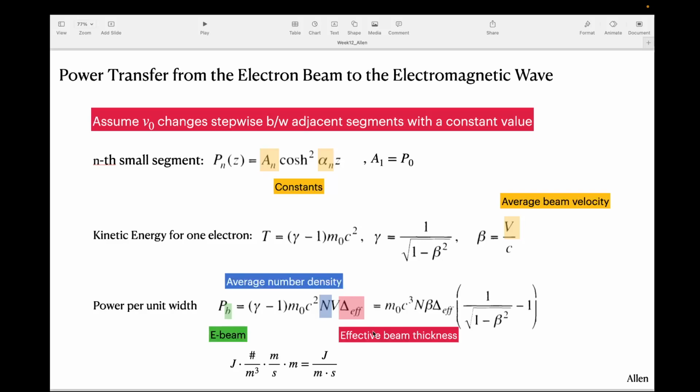And this is actually equal to the effective beam thickness. It equals the skin depth delta that we just defined before. If the beam is thick, and if the electron beam is actually infinitely thin, then this delta corresponds to the actual width of the electron beam. And here is just a simple verification by the unit. Now we can see that this is actually the power per unit.